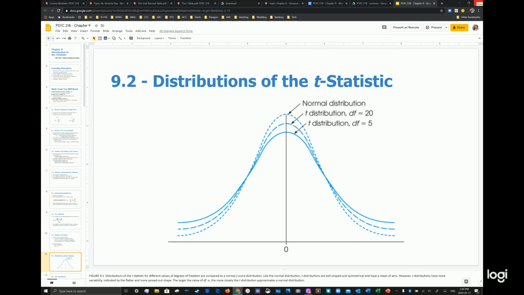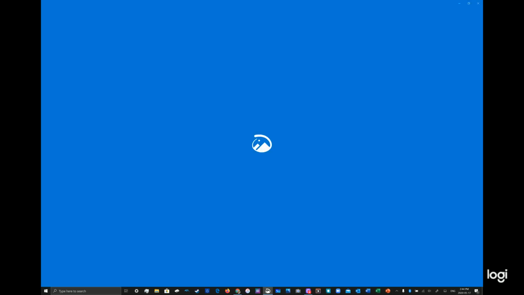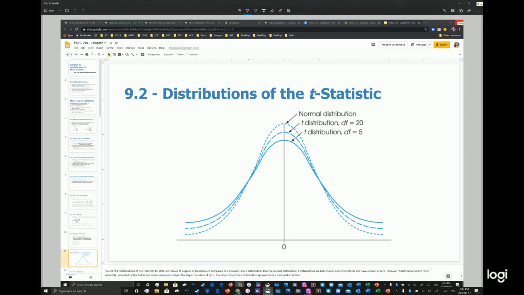And this slide shows what that means. So we'll show this distribution in the slide first. Notice that as sample variance increases, your degrees of freedom also actually decreases. Well, because you're dividing it by a smaller number.